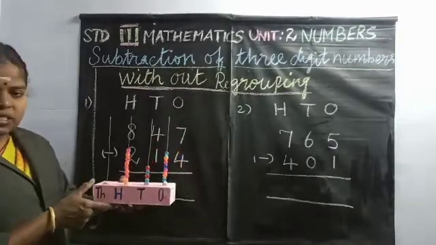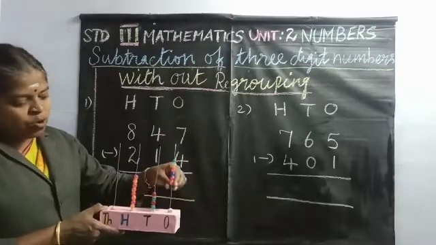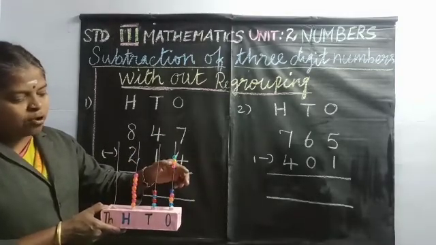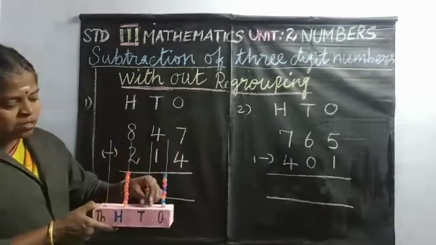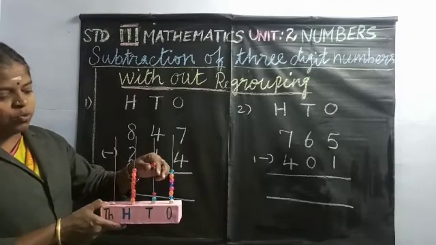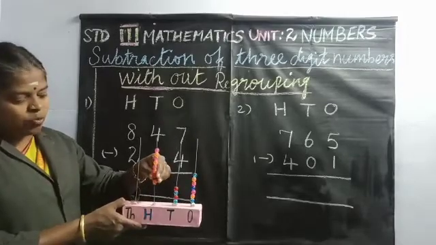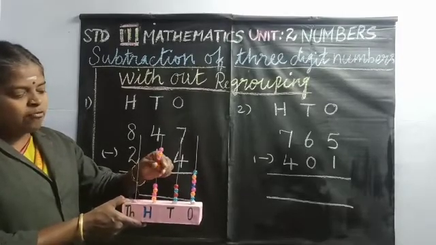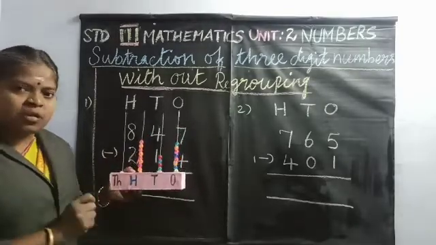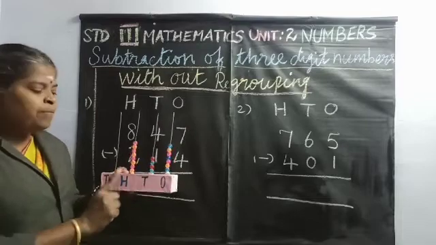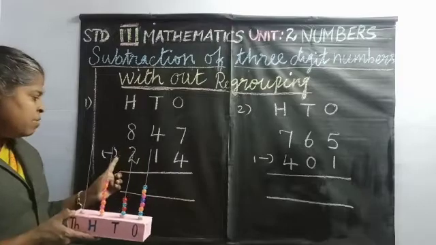In the ones place, how many ones are there? 7 ones are there. We can check. 1, 2, 3, 4, 5, 6, 7. 7 ones. In the tens place, 4 tens are there. 1, 2, 3, 4. In the hundreds place, 8 hundreds are there. 1, 2, 3, 4, 5, 6, 7, 8. So, in this abacus, what number is this? 847. What number do we want to subtract?